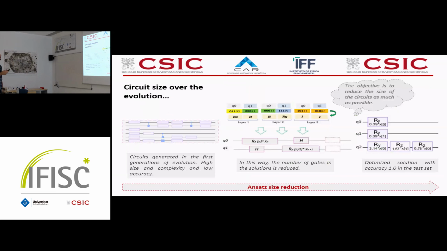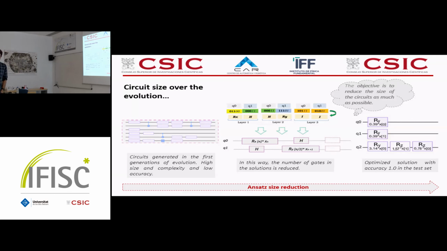This is the circuit size over the evolution. In the first generations, we are looking at circuits that are very complex. We have a lot of entanglement. It's a very huge one. At the end, we get this circuit with an accuracy of 1.0 in the test set. It means that we are reducing the complexity at the same time that we are maximizing the accuracy on the unseen data, which is the test set. If we used the training set, it would be overfitting, which doesn't make sense.